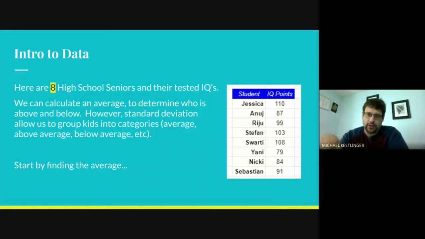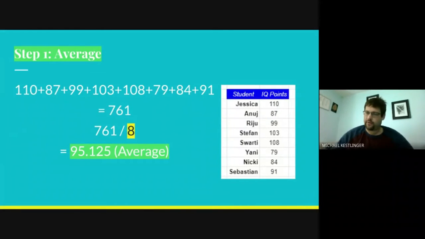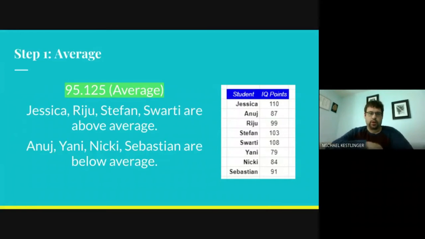So I have these 8 students with their 8 IQ points. We know how to find an average. We just add up all the numbers and divide by 8, once again because there are 8 kids. So 95.125 is technically the average. But that's a one-number starting point. We know that Jessica, Riju, Stefan, and Swarty are above average, and Anuj, Yanni, Nikki, and Sebastian are all below average. I just look at that number: is 110 bigger or less than 95? That's easy for us to determine.